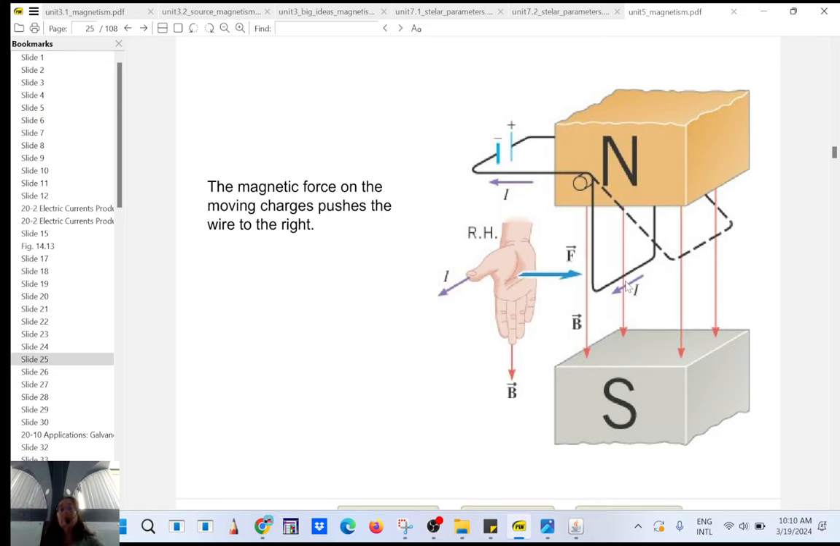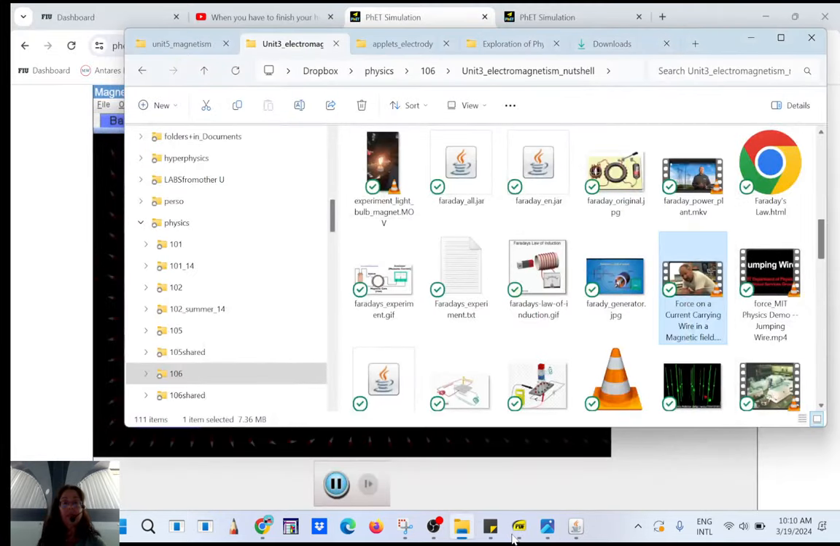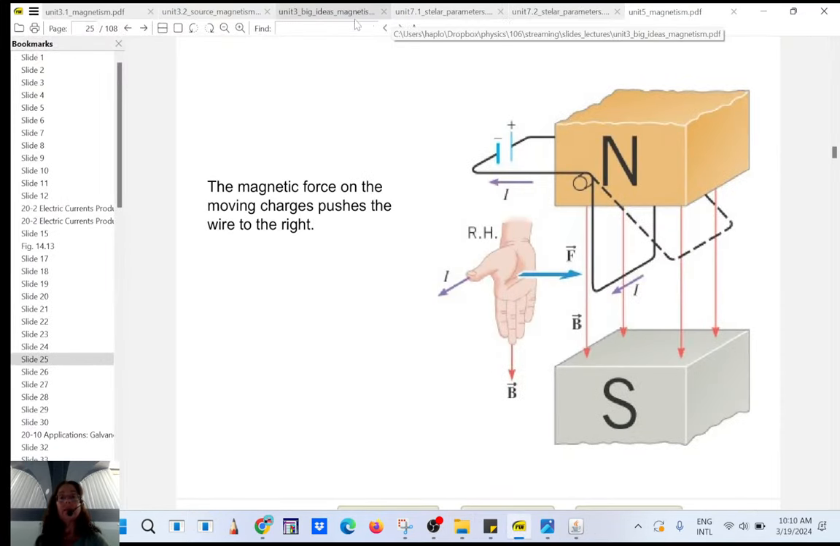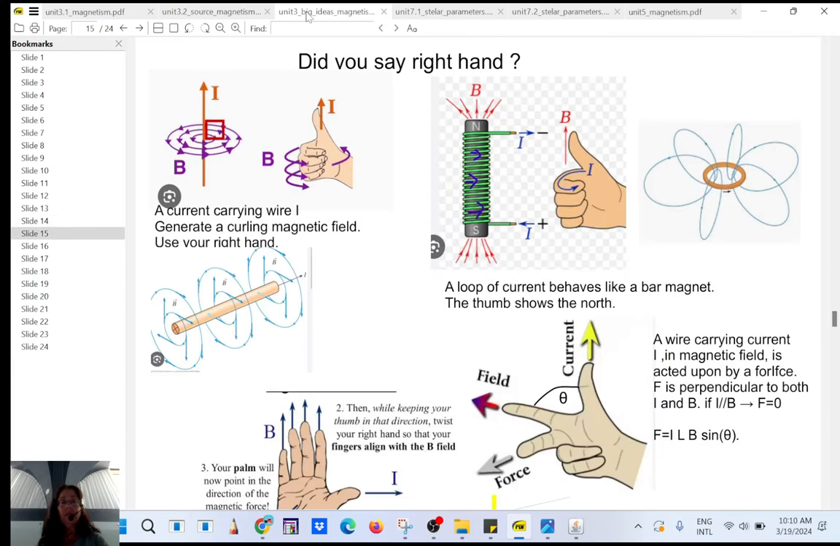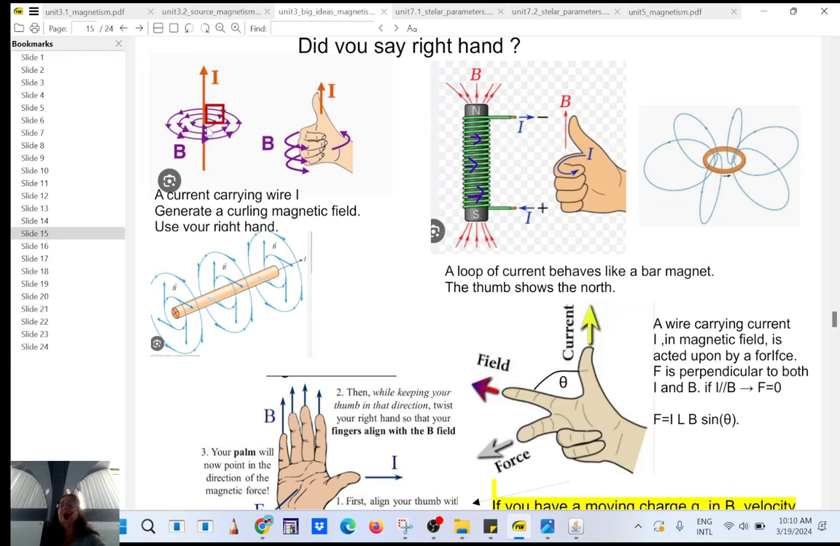So you have three ways to use your right hand. So if you go back to my big ideas, see, did you say right hand? So you can use it here when you have a straight wire, the magnetic field is gonna circulate around. So that's one way. Second way will be different. Okay, so you have a solenoid here. The current is going around like this. That will be, the thumb will be the magnetic field. So it's still the same right hand, but not the same purpose.